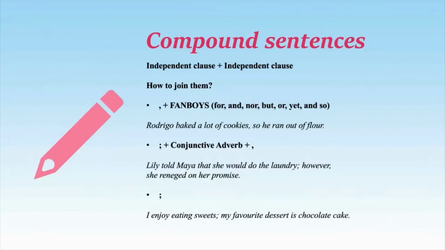The last option is to simply use a semicolon to join the sentences, but we only appeal to this strategy when the clauses are highly related. For instance, it is correct to use a semicolon in the sentence: I enjoy eating sweets; my favorite dessert is chocolate cake.